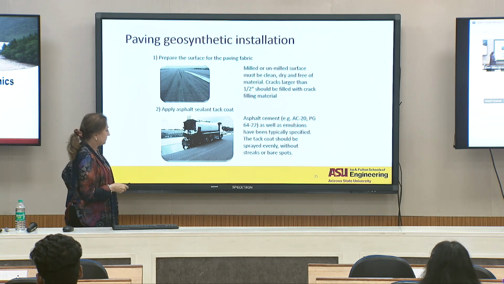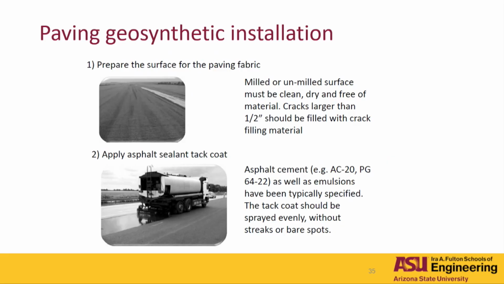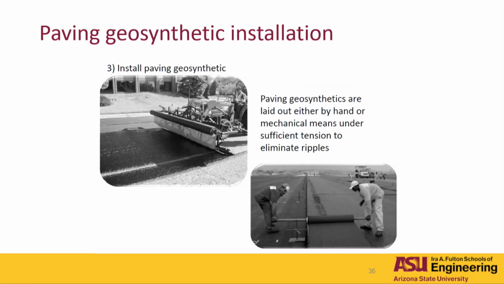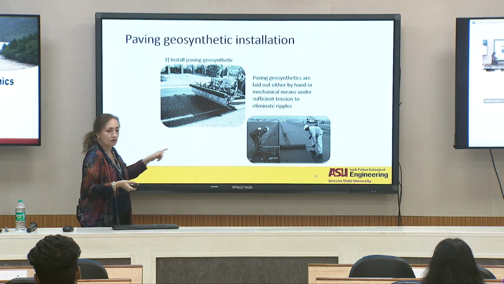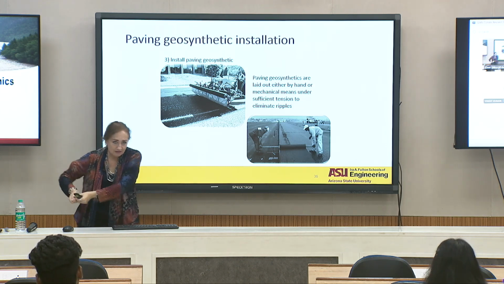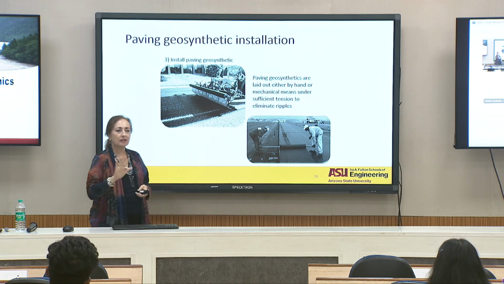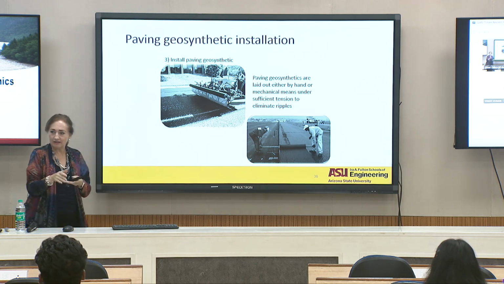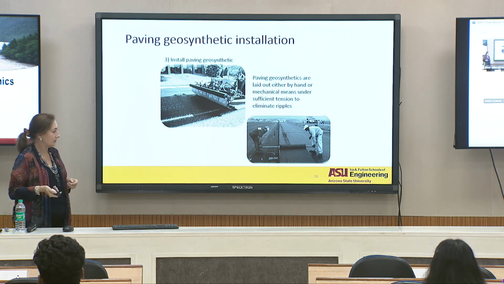Okay, so after the asphalt cement and the tack coat, you install the pavement geosynthetic on top of the tack coat. They can do it by mechanical means. They have machines where you just roll the material out, which is pretty sophisticated, I think. Or you do it by hand, with a couple of guys, and you need to be very careful not to have wrinkles and things like that. So there's a little bit of art to this installation.